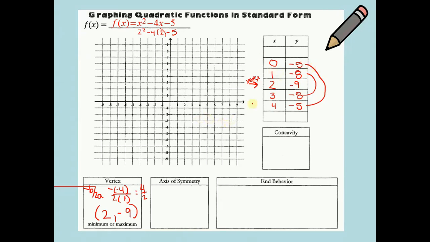Let's graph these points now. So I got 0, negative 5, dot right there. 1, negative 8. 2, negative 9. 3, negative 8. And 4, negative 5. There.